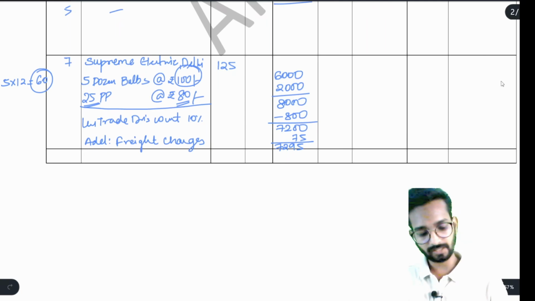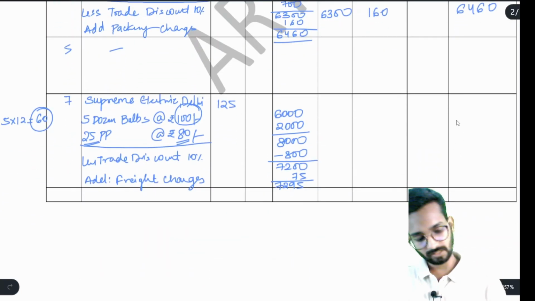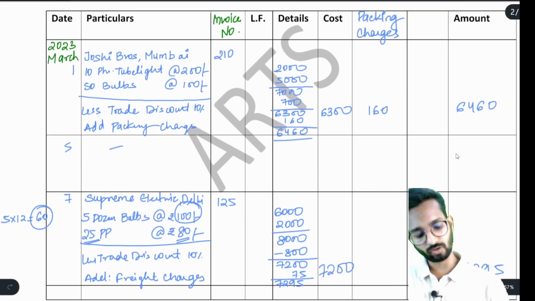You will write in details how much? Only the cost part. 7,200. Here you will write 7,295. Then sir, where will the 75 come? So for 75 we will prepare another column and we will name it freight charges. How much is the freight charges? 75 rupees. There are no packing charges here and there are no freight charges in the first transaction.